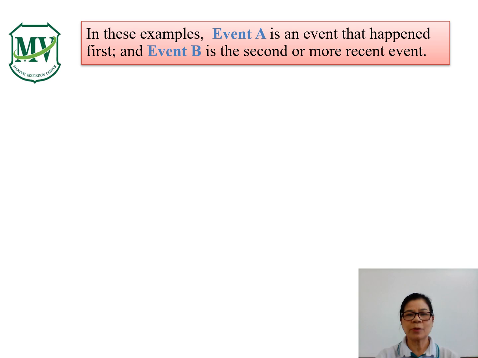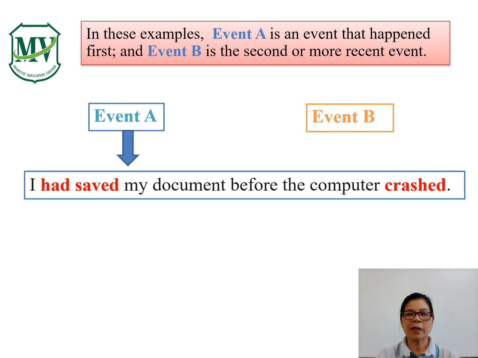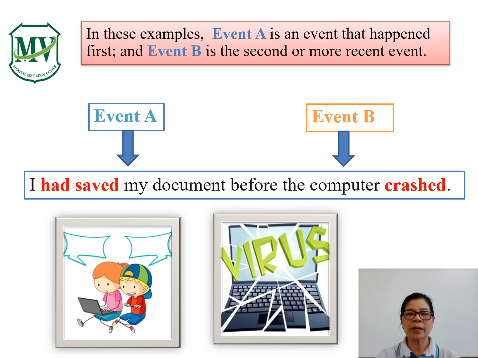In these examples, event A is an event that happened first, and event B is the second or more recent event. I had saved my document before the computer crashed. Event A is I had saved my document. Event B is before the computer crashed. For the first event, I had saved my document, we use the past perfect tense. Before the computer crashed, we use the past simple tense.